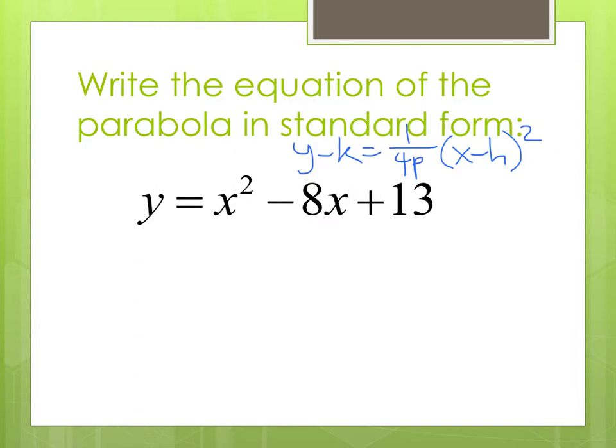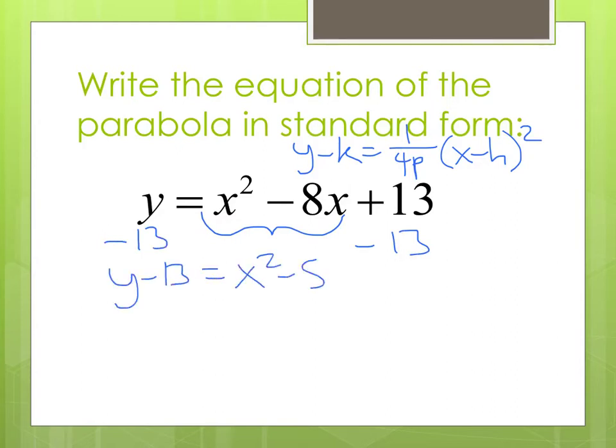I'm going to make it look like that by using what's called completing the square. In order to complete the square, I want to get the squared part of my equation and its like variable. In this case, it's the x squared and the negative 8x. I want to get those two on the same side and get everything else on the other side. Well, that means I need to get rid of this 13 here. I'm going to subtract 13 from both sides, and I'm going to have y minus 13 equals x squared minus 8x.